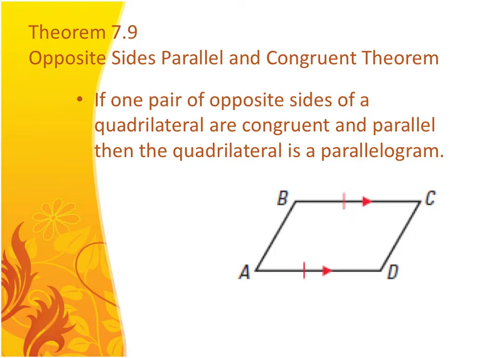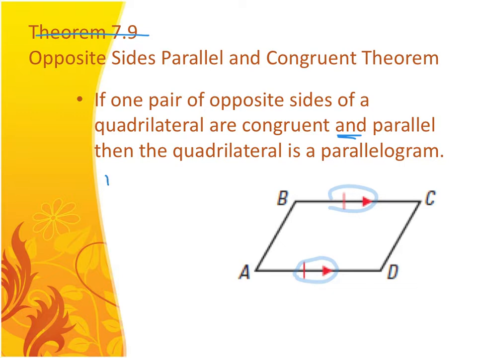The next one is called the opposite sides parallel and congruent theorem. Now this one isn't a converse, this is something new. So what this one states is that if one pair of opposite sides of a quadrilateral are congruent and parallel, then the quadrilateral is a parallelogram. It has to be the same pair. So notice in my picture, sides BC and AD have both the congruent and the parallel marking. Those markings have to be on the same side, and I'm going to show you a scenario where it wouldn't work. But let me go ahead and base my statement off of this picture.